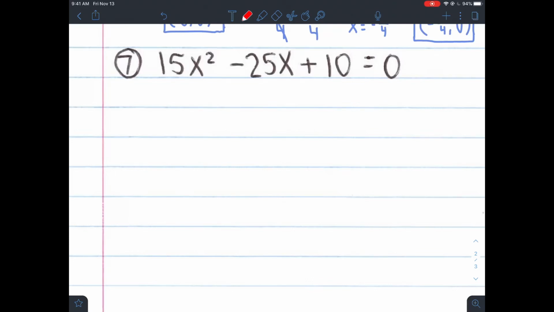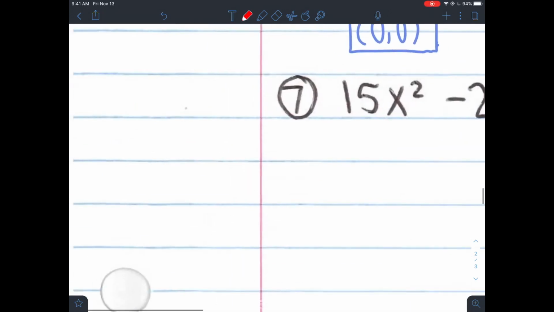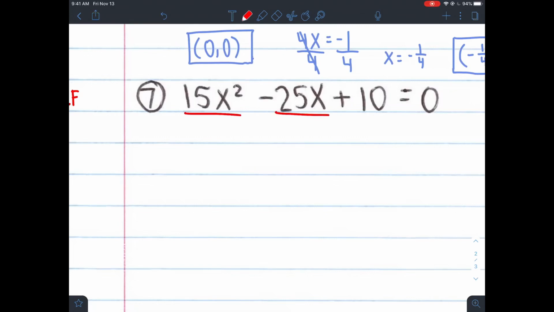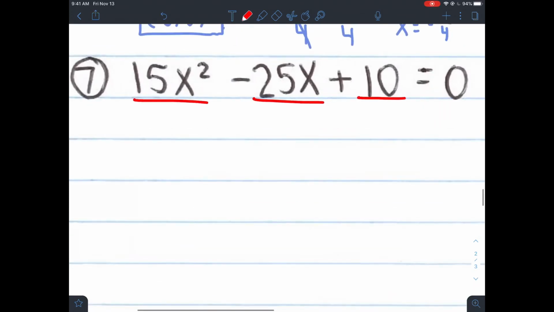Now we're going to go into solving by factoring. Now to solve by factoring, the first thing you do when you factor is you look for a greatest common factor. Do you have a GCF here? Yes. So this one is special because you do have a GCF here. And so you want to keep that in mind. Like, all right, I have a greatest common factor. So let's take that out.